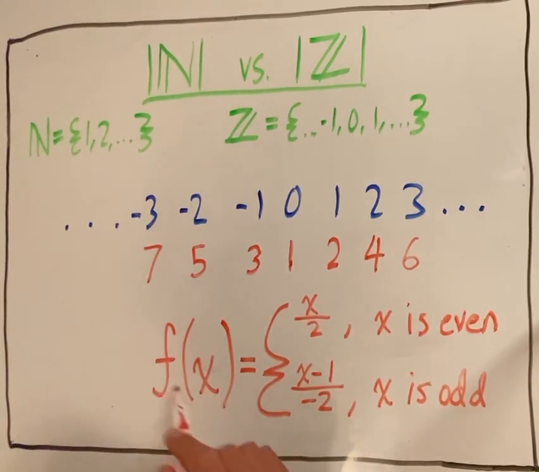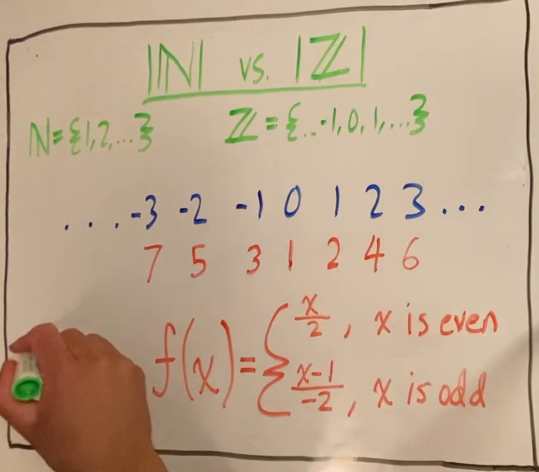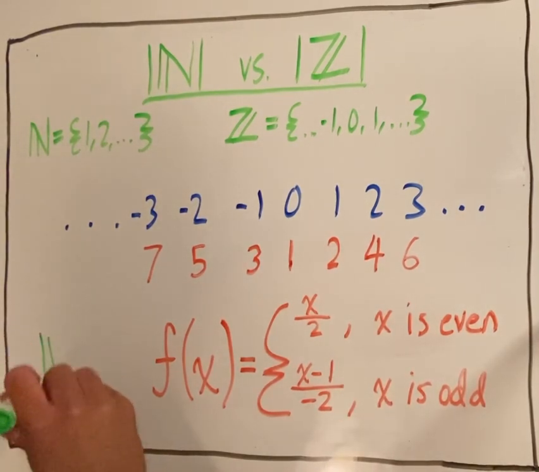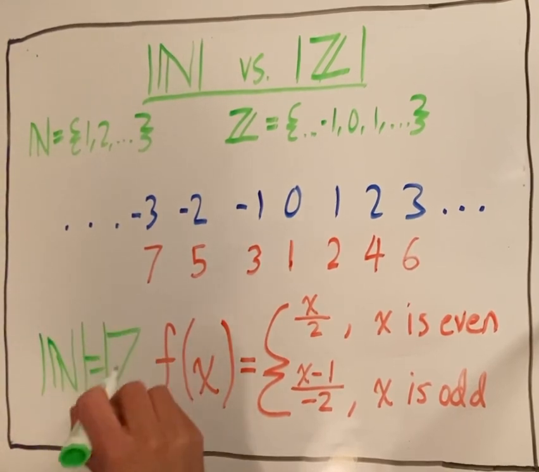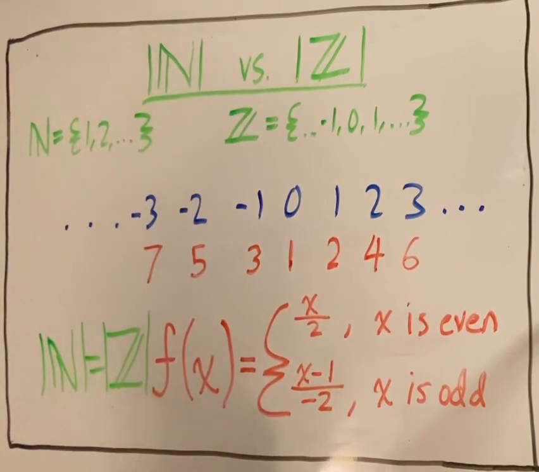So this function right here is a bijective function from the natural numbers to the set of all integers, and for that reason we can say definitively that in fact the cardinality of the naturals is equal to the cardinality of the integers. And that's an unintuitive solution, but it is in fact true using this argument.